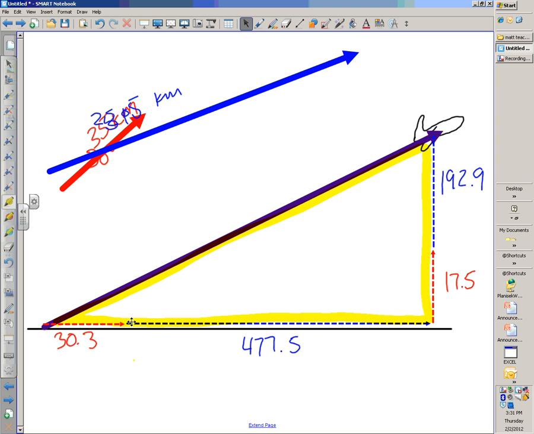So we have everything that we need to find the magnitude of the resultant displacement and the direction of the resultant displacement. So why don't you do that now? We'll come back in a second.